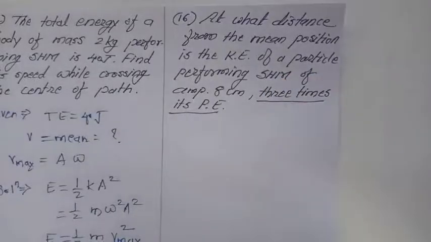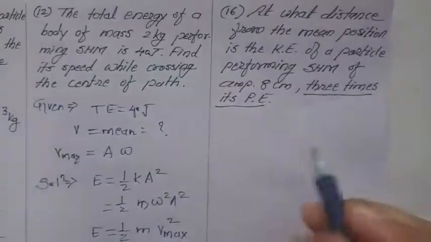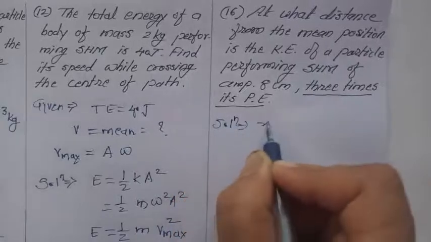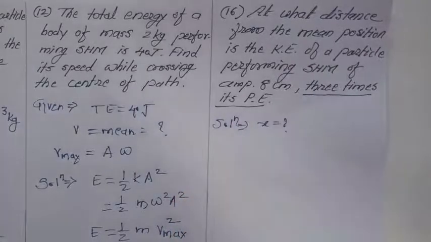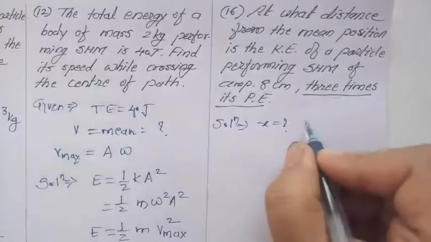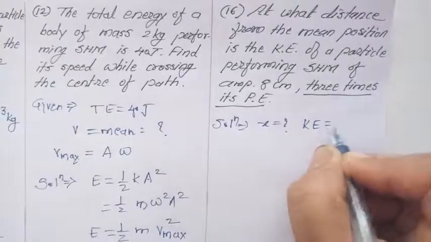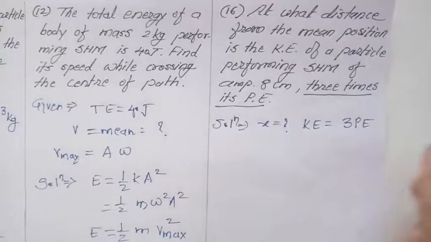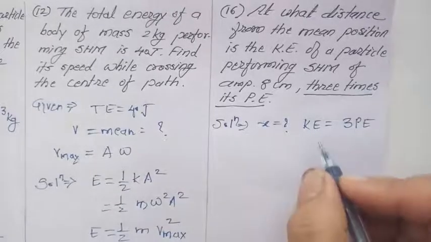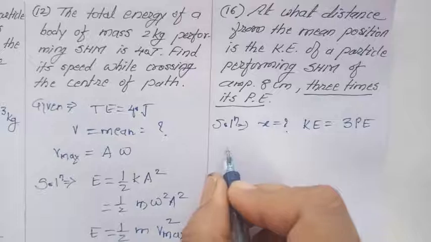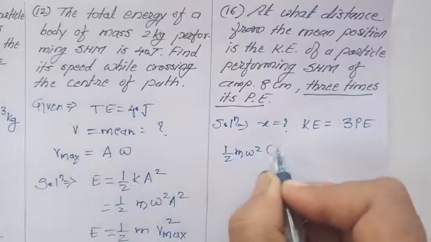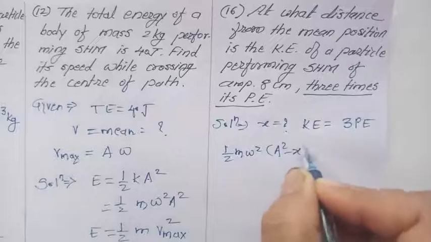You have to find that distance. You can say that at a distance x. So in the solution we can say at a distance x, you have to find that distance. What is the relation given to you? Kinetic energy is 3 times its potential energy. Again I can write the formula for kinetic energy, that is half m omega square a square minus x square.